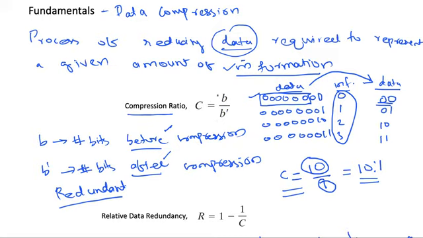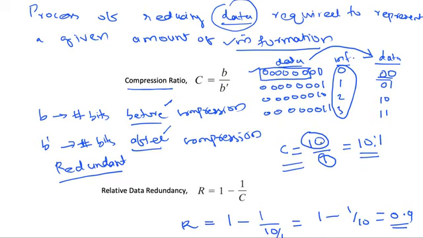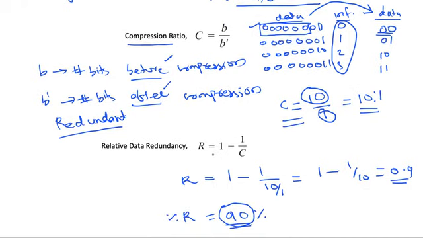To get the idea into perspective, you can use B as the number of bits before compression and B dash as the number of bits after compression. So if I say C is equal to 10 by 1, or C equal to 10 is to 1, then you have to understand that 1 bit is enough to store 10 bits that were used in a format before compression. Relative data redundancy is giving us what percentage of the data was redundant, or actually unwanted.